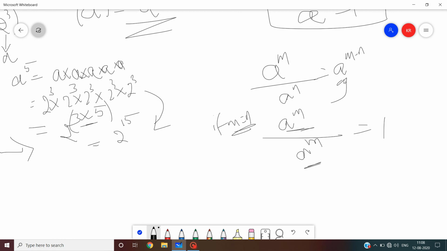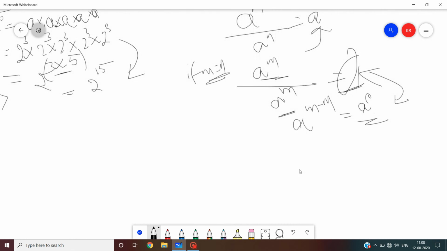But in another way, when we are comparing with our second law, a power m divided by a power m gives rise to a power m minus m, that is a power 0. So when we notice that a power 0, from one approach we are getting the answer, and in another approach we are getting a power m by a power m equals to 1. So we can generalize as a power 0 is equals to 1.